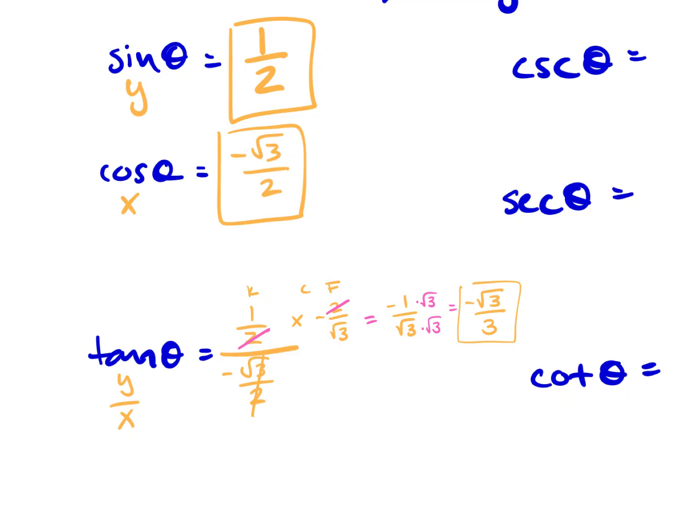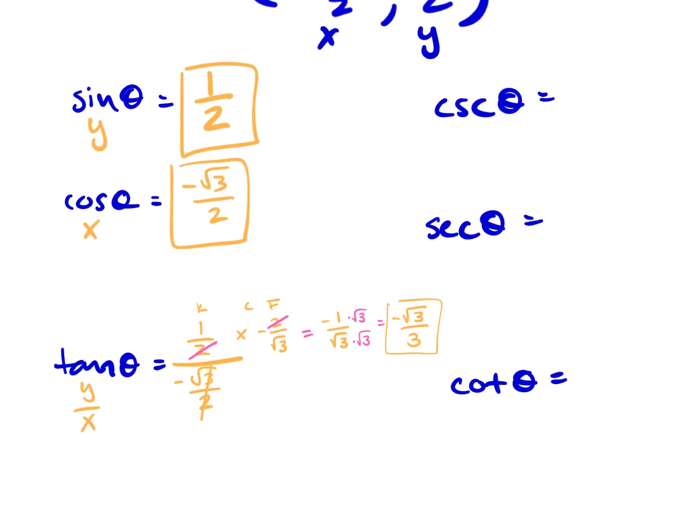Awesome. Let's find our reciprocal functions. How would I find cosecant? Flip it. It'd be 1 over y. So you do 1 over 1/2 and keep, change, flip. Or just flip the sign. What do we get when we flip sign? 2. Perfect.